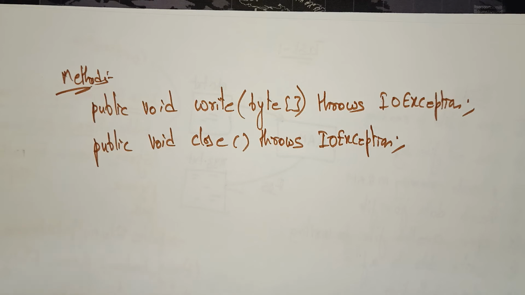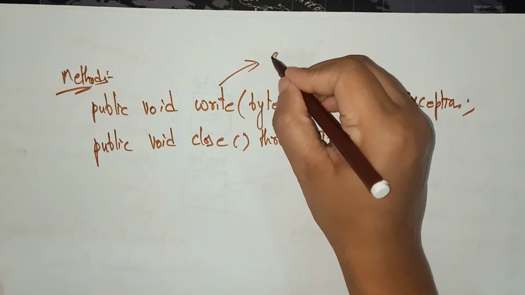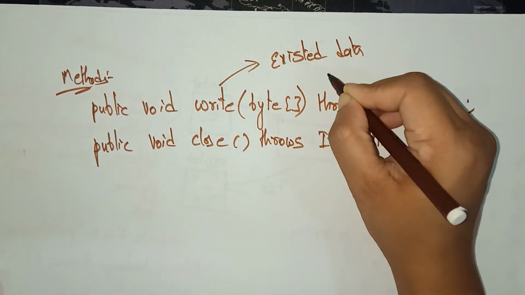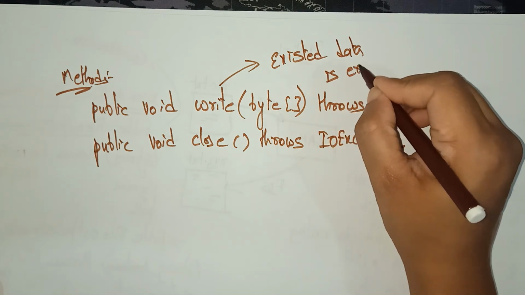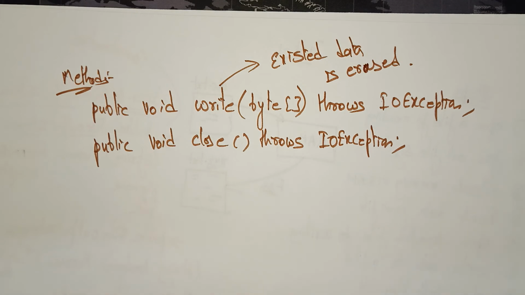Note here, in write mode, existing data is erased. When you're working in write mode, whatever existing data is there is erased and new data is placed. So these are the methods and constructors we require.